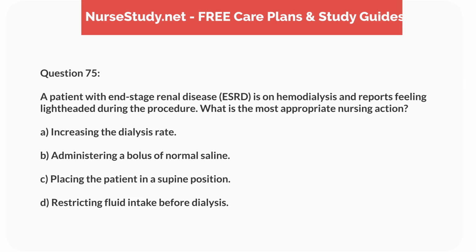Question 75. A patient with end-stage renal disease, ESRD, is on hemodialysis and reports feeling lightheaded during the procedure. What is the most appropriate nursing action? A. Increasing the dialysis rate. B. Administering a bolus of normal saline. C. Placing the patient in a supine position. D. Restricting fluid intake before dialysis.